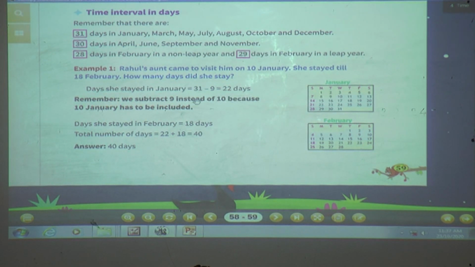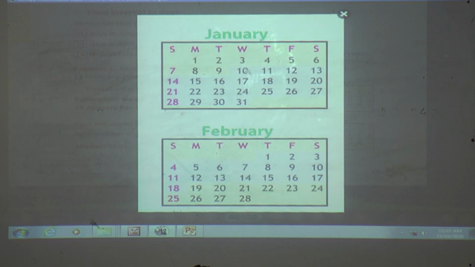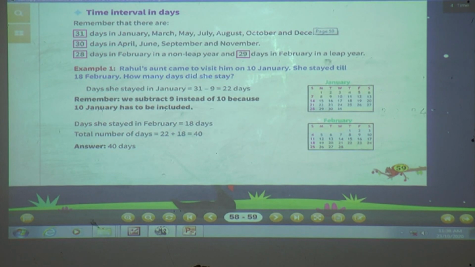Now remember, we subtract 9 instead of 10 because 10 January has to be included. Why have we not taken 10? Because she came to Rahul's house on 10 January only. So that day also she stayed there, no? So it is included in the stay. So we should not do 31 minus 10. We should go back 1. That is 9. So how many days are there? 9 days left in January. So 31 minus 9 if you do, you will get how many days she stayed in January month. So that is 22 days.